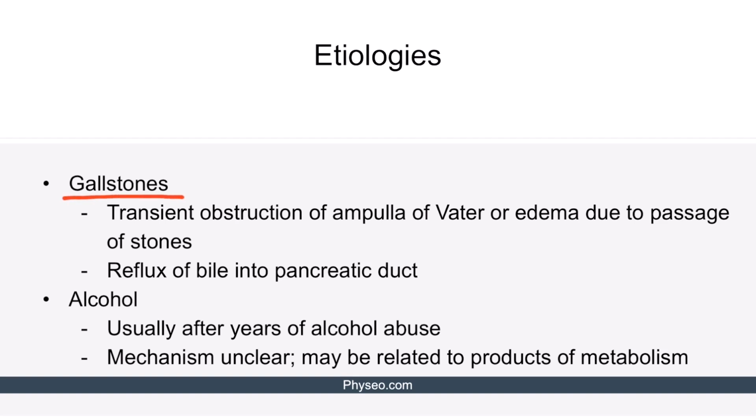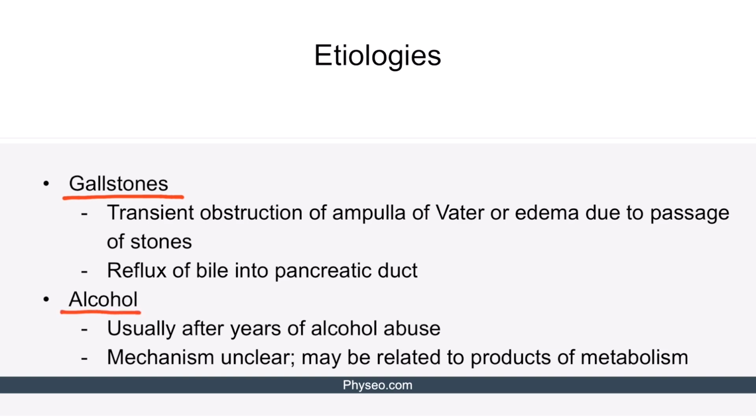While the exact etiology of how these triggers lead to acute pancreatitis is unclear, there are some hypotheses. It's thought that gallstones most likely lead to acute pancreatitis either by causing transient obstruction of the ampulla of Vater or creating edema as they pass through the ampulla, which also leads to obstruction. This obstruction, either from the stone itself or edema, can allow bile reflux back into the pancreatic duct and prematurely lead to the activation of enzymes.